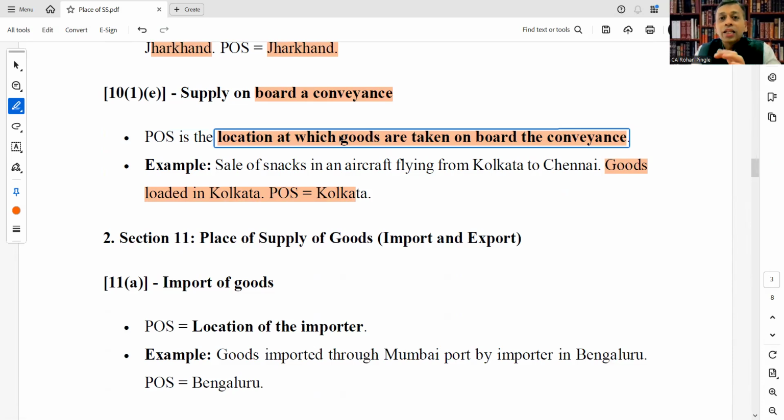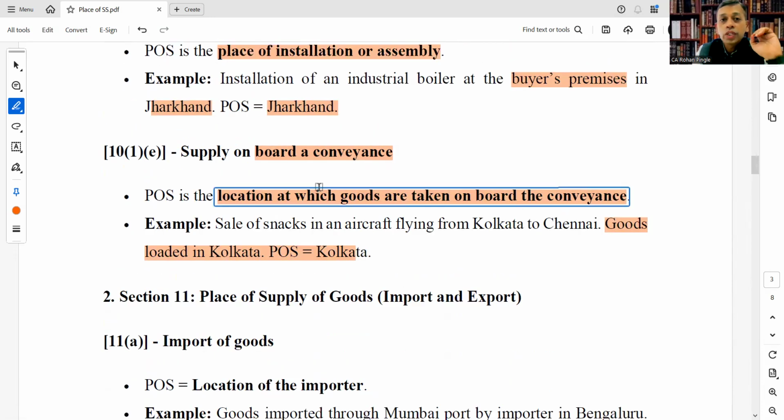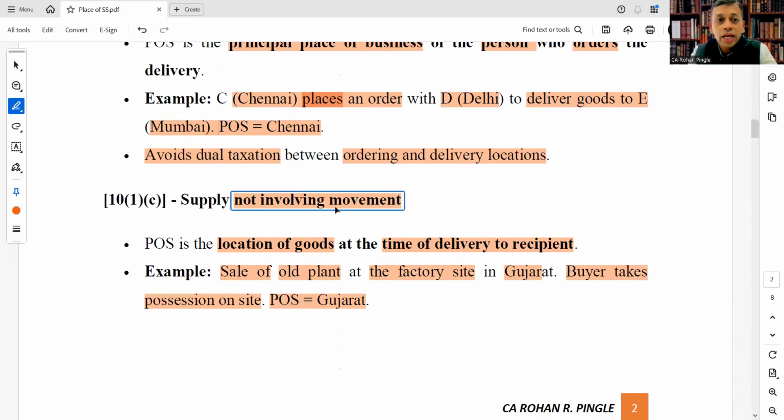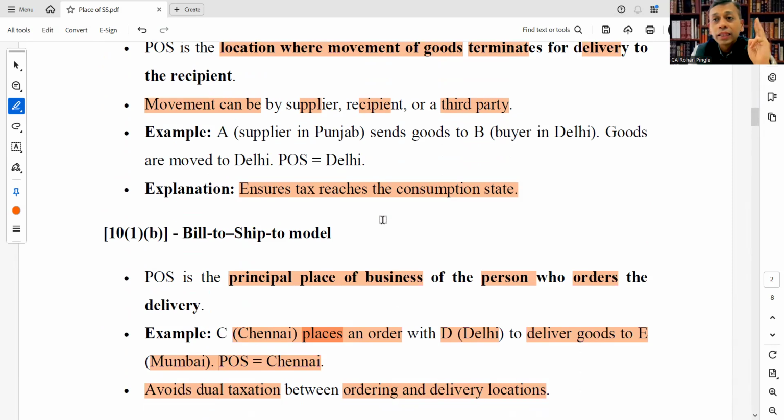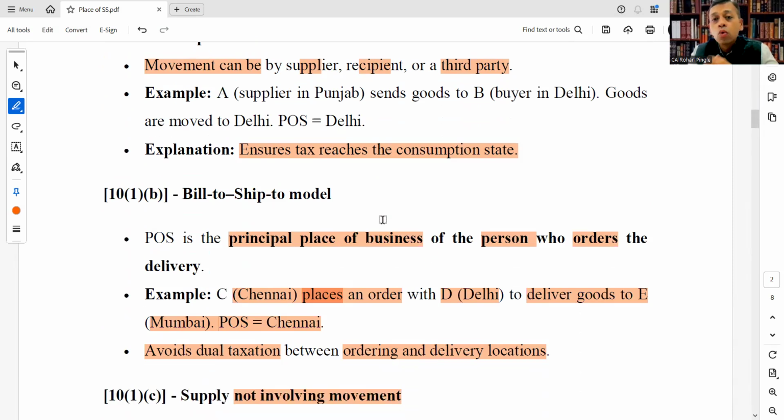These are the 6 clauses we have seen under section 10, subsection 1: clause A, clause B, clause C, clause CA, clause D, and clause E. Let's revise it fast. Clause A talks about supply involving movement of goods. Place of supply will be where the goods terminate for delivery. Clause B, bill to ship to model, 3 parties involved. Place of supply will be the person who orders the delivery.